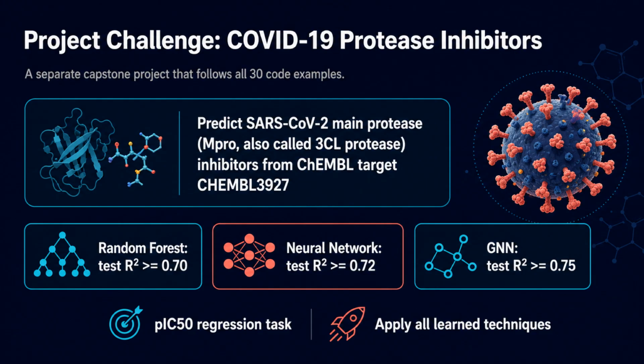Predict COVID-19 protease inhibitors. Download activity data for the SARS-CoV-2 main protease, also written 3CL protease, from ChEMBL, target CHEMBL3927. This is a pIC50 regression task, and the project sets a target for each of 3 models. Test R² of at least 0.70 for random forest, 0.72 for the neural network, and 0.75 for the GNN. This applies everything you've learned.